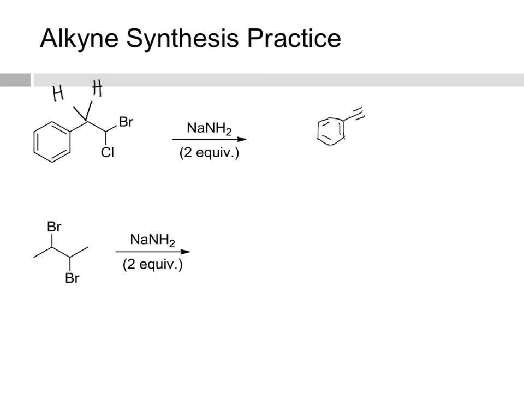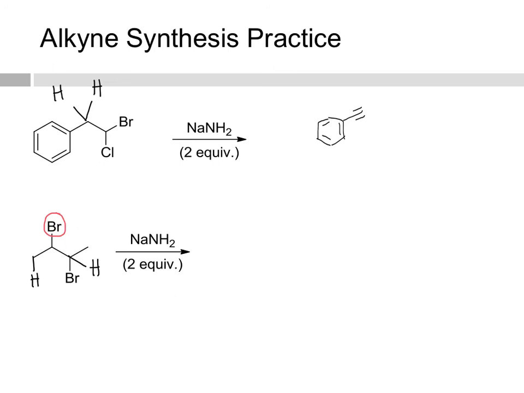Now let's look at the second reaction. If we have to predict the product for this reaction, we can see that we've got two equivalents of sodium amide and we've got a vicinal dihalide. We need to look at what the possible products are, and if we think about eliminating this bromine, we'll see that there are two possible beta hydrogens, one on this carbon and one on this carbon, and each proton will give us a different product.